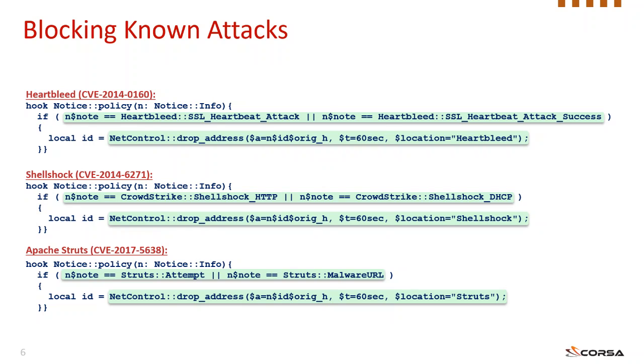mitigation rule using the Corsa plugin. In these examples, we install a rule to block the offending source address. In the demo scripts, the block time is low, expressed in seconds, but in practice you may block an attacker for a day or a week or longer. So as you can see, with Red Armor, it's fairly simple to add automatic mitigation for known threats to your IDS.